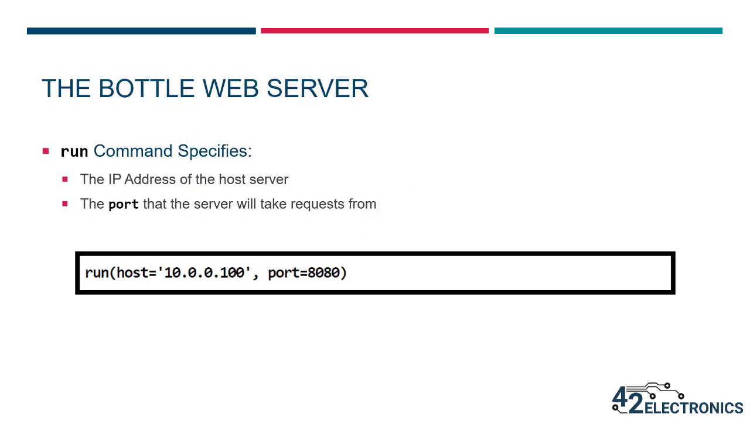Now, the only other thing that Bottle needs to create a web server is a run command at the end of the program that specifies the IP address of the host server and the port that the server will take requests from. In this example, the Bottle server will run on IP address 10.0.0.100 and port number 8080. The IP address must match the current network IP address of your Pi. And if you're unsure of the current network IP address of your Pi, you can refer back to lesson C1, where we determine the IP address for remote access purposes.